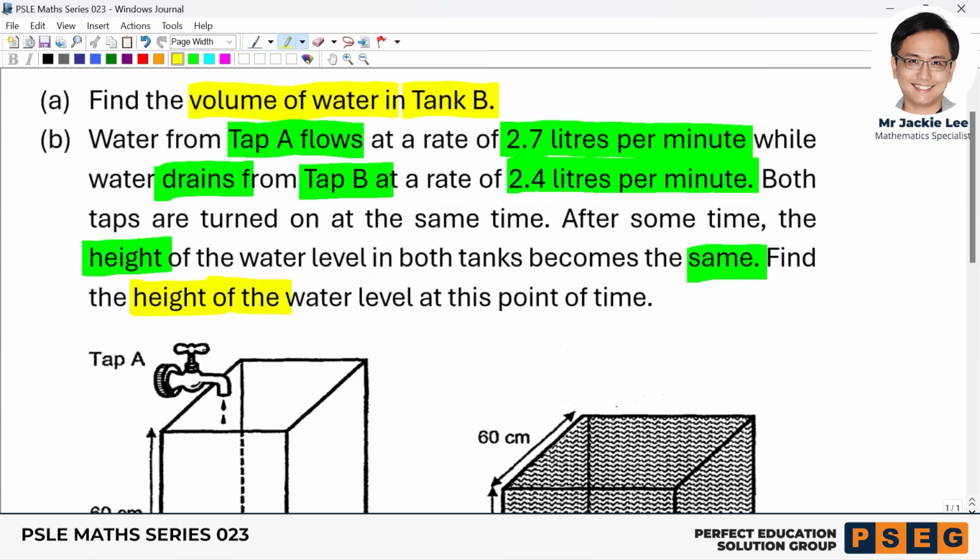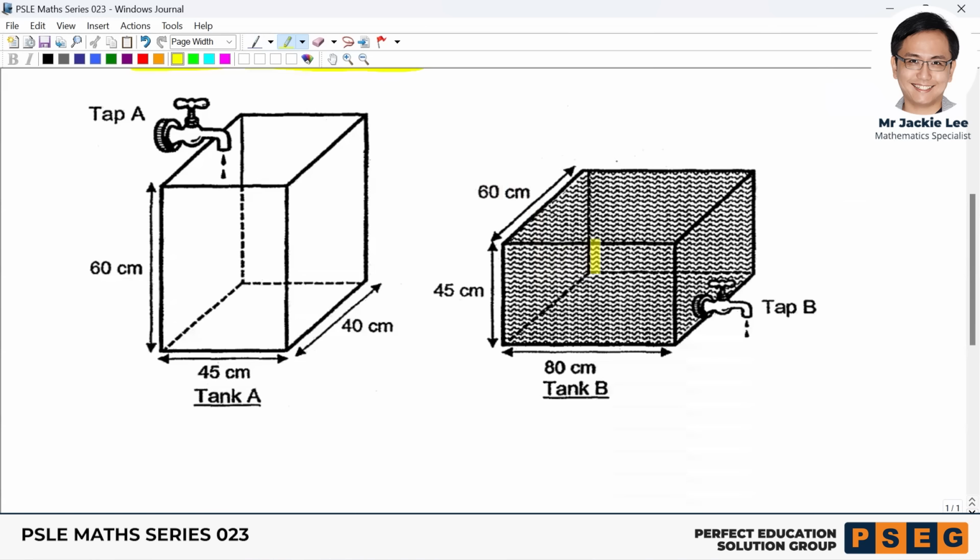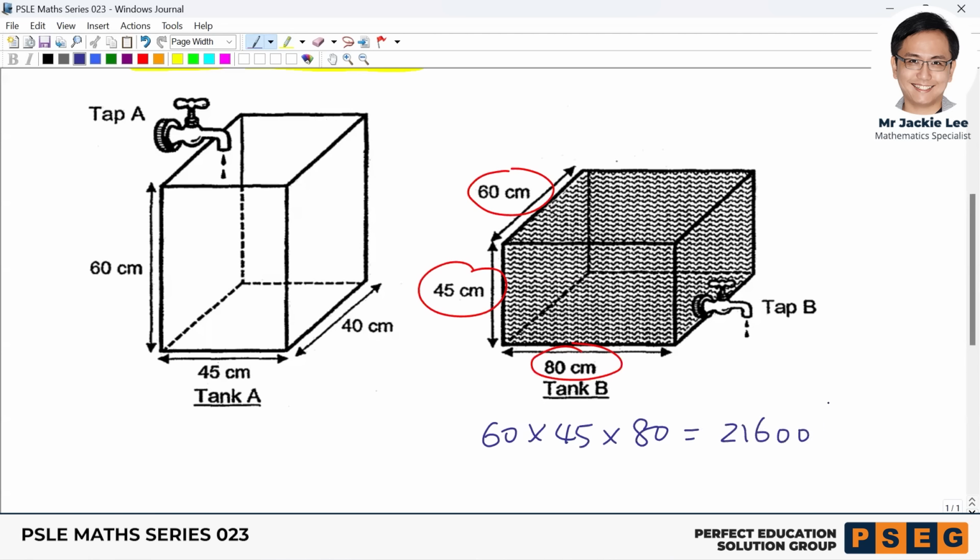Okay, for us to solve this one, we just quickly settle part A first, which is simply these 3 multiplied together. So the answer for this is simply 60 times 45 times 80. That will give us 21600. Unit is cm cube, by the way.